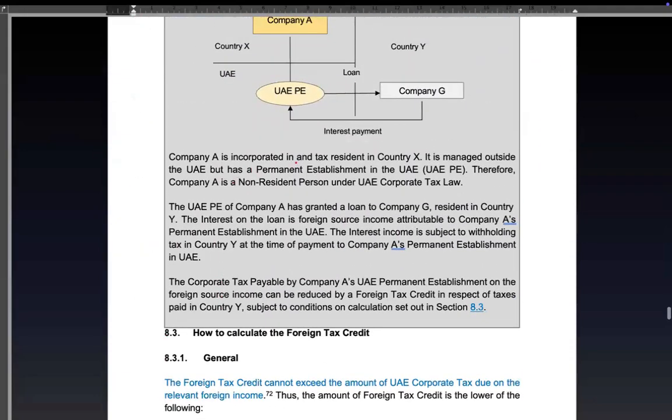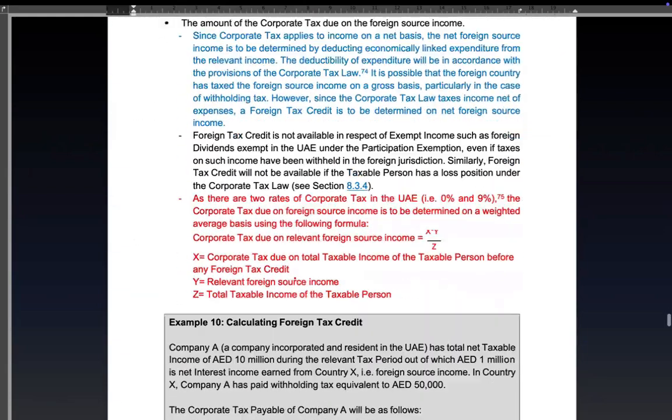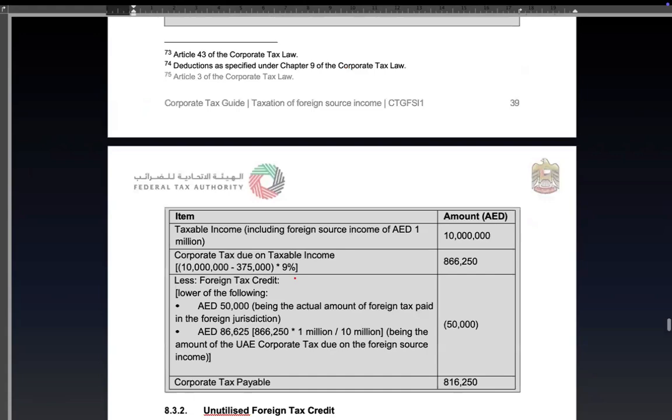Company A is incorporated in and tax resident in country X. It is managed outside the UAE, but the PE of the company is a non-resident PE. Company A has granted a loan to company E, resident in country Y. The interest on the loan is foreign source income, subject to withholding tax. This is the same thing. The PE of the non-resident person has given a loan out of the UAE. Whatever tax has been withheld, they have the right to claim the foreign tax credit. These all are the provisions of the foreign tax credit.